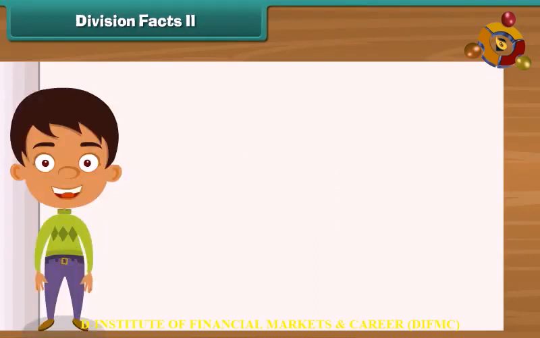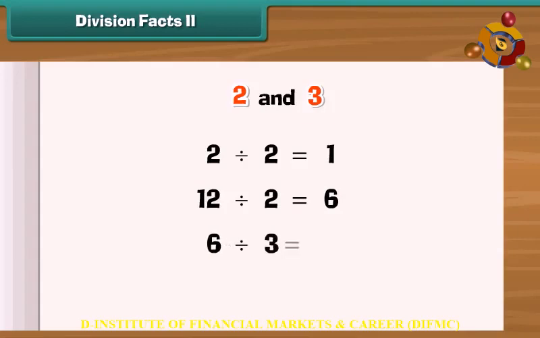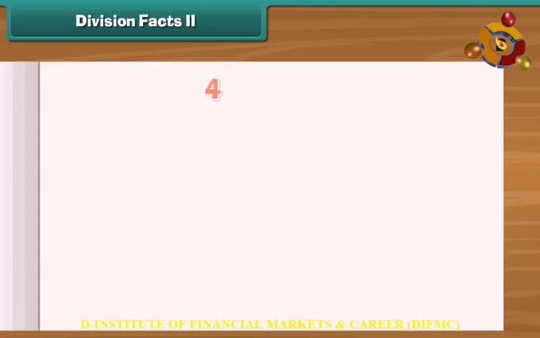Division facts 2. Let us learn the division facts of 2 and 3. 2 divided by 2 is 1. 12 divided by 2 is 6. Similarly, 6 divided by 3 is 2. Now let's look at the division facts of 4, 5 and 6.